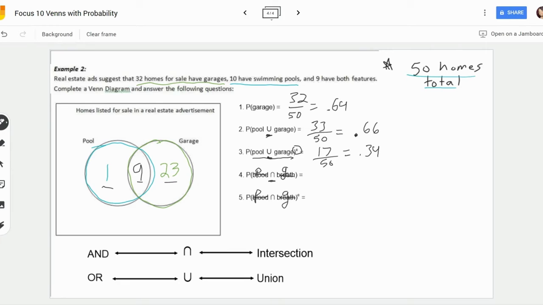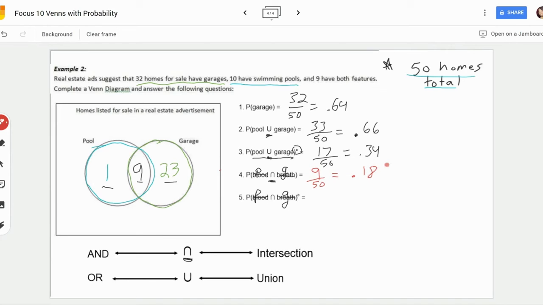Okay, the next one says probability of pool and a garage. Keep in mind there's that symbol for "and". A pool and a garage means it has to fit the criteria for both, but that's just the 9 there. So 9 out of 50, that's 0.18.